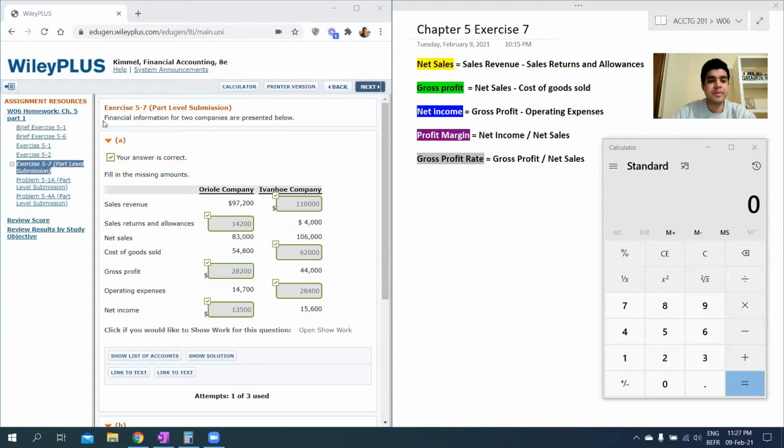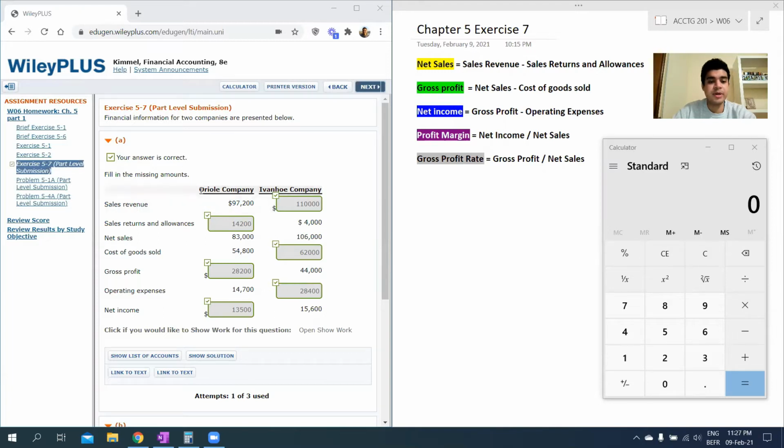Let's dive in. Financial information for two companies is presented below. Fill in the missing amounts. Before starting, I put some formulas over here that I found in the course: the formulas to calculate net sales, gross profit, net income, profit margin, and gross profit rate.